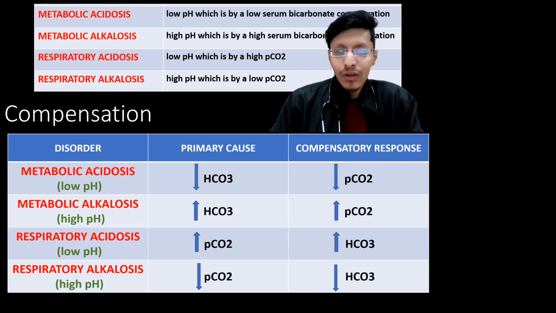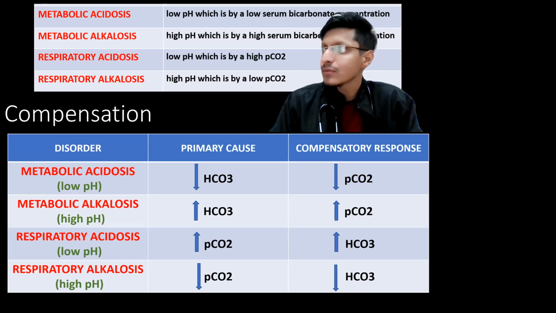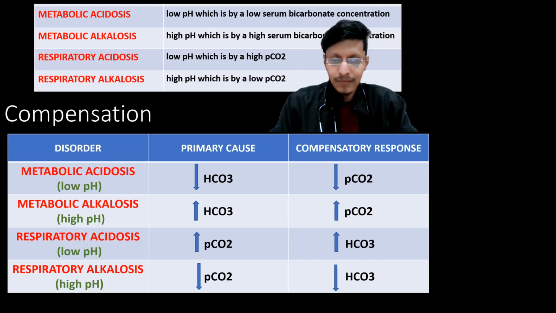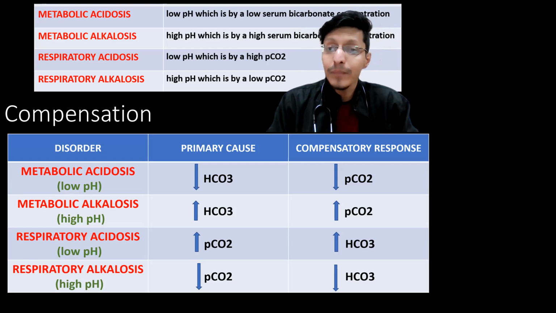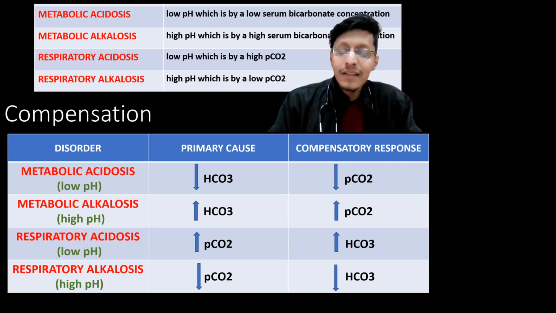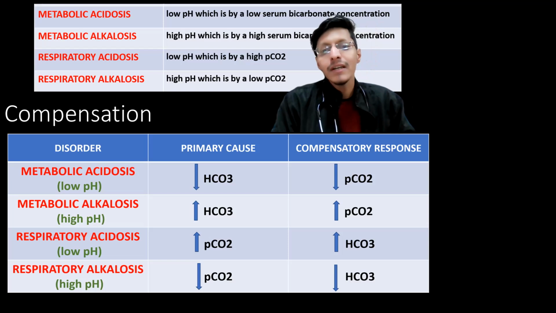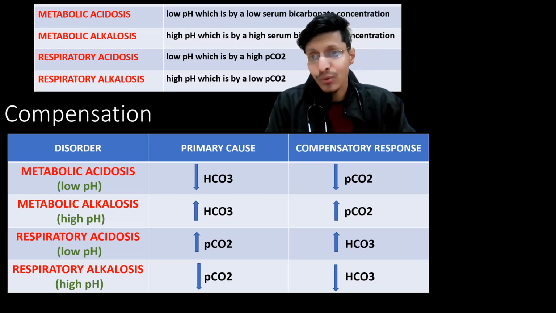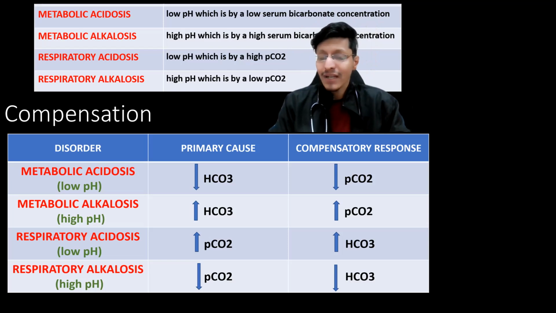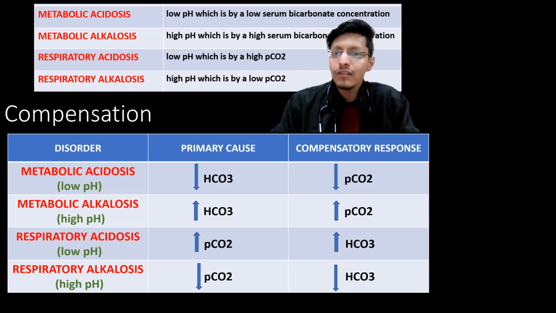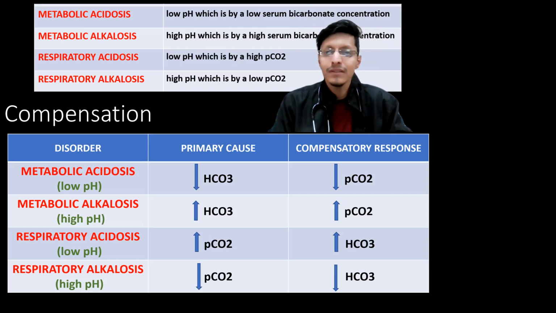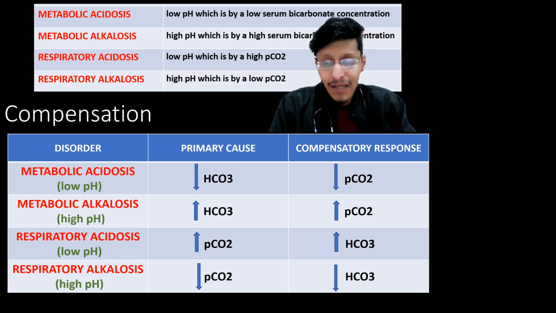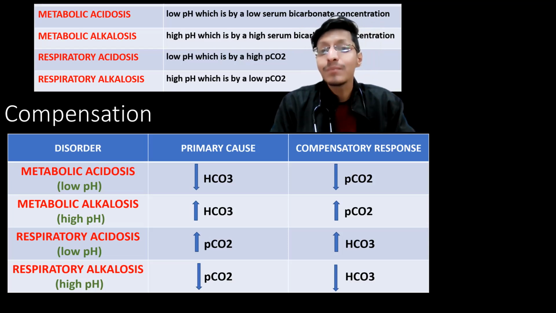Let's see. If we have a low pH, that means we are talking about acidosis. So we will have low bicarbonate and low PCO2. But in respiratory acidosis, if we have a low pH, PCO2 will be high. If the arrows are in the same direction as that of the pH, it is metabolic. If the arrows are not in the same direction, like a low pH and a high PCO2, then you are talking about a respiratory acidosis.